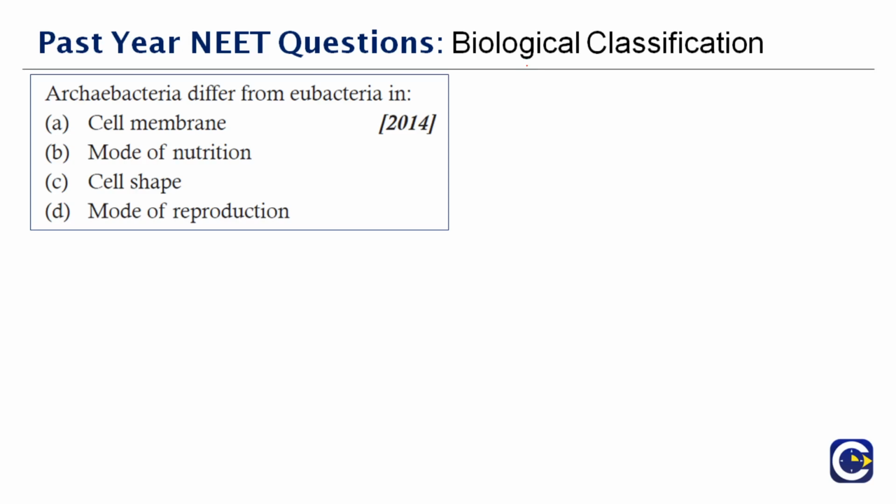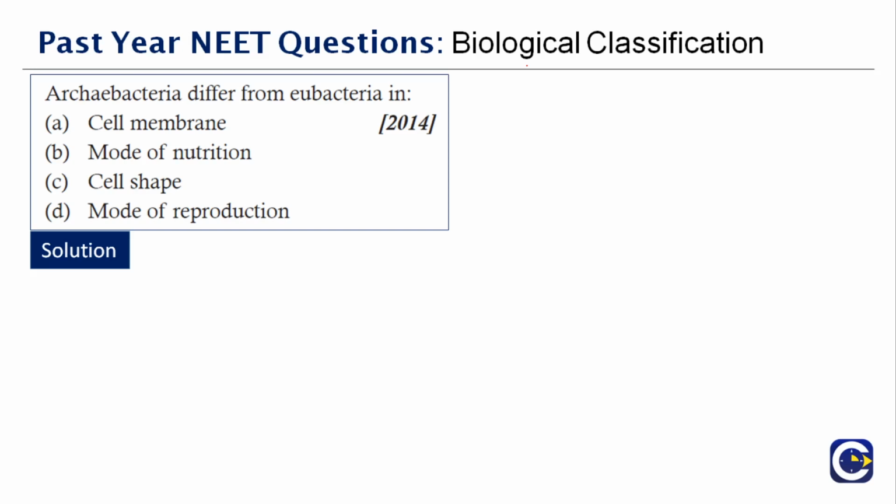Archaebacteria differ from eubacteria in dash. So they are asking us, see, both are prokaryotes, okay? Both are prokaryotes and both are single-celled microorganisms. The main difference between archaebacteria and eubacteria is that archaebacteria are usually found in extreme environmental conditions, whereas eubacteria will be found everywhere on earth. Apart from that, archaebacteria is characterized by having different cell wall components, coenzymes and RNA sequences compared to bacteria. It is believed that they evolved separately from bacteria, and eubacteria have a rigid cell wall. However, they can be both gram-positive and gram-negative.